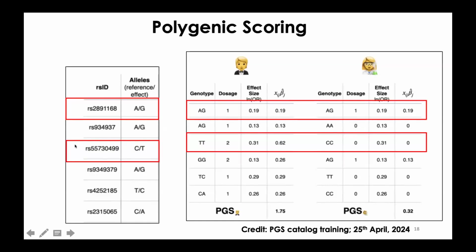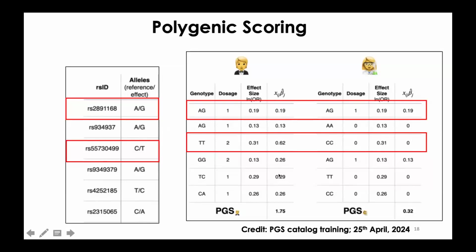But if we take another example, number 3, we expect that the reference is C and the effect is T. This first person has a double T, which means they have two effect alleles, so it's 1, 2. The effect is the same across, so this person is going to have 0.62 if you multiply these two. That is their score. And this person is going to have 0 because they have no risk allele at all. They have only the reference genotypes, so they will have 0 here. So at that position, this one is at a higher risk compared to the lady.